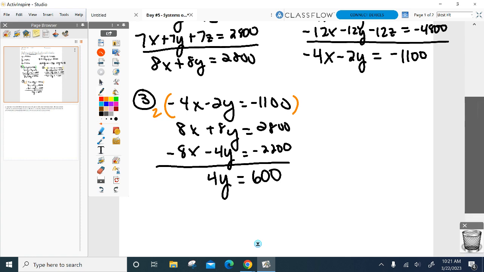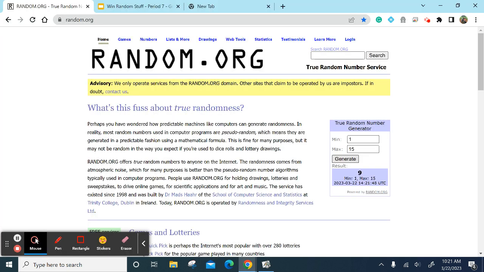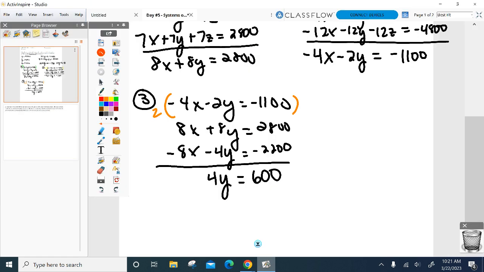So y was what? How many $10 tickets do we have? I got 150.25. Well, I can't have that many tickets, unfortunately. 150. There should be 150. Yep, I've got to have whole tickets here.